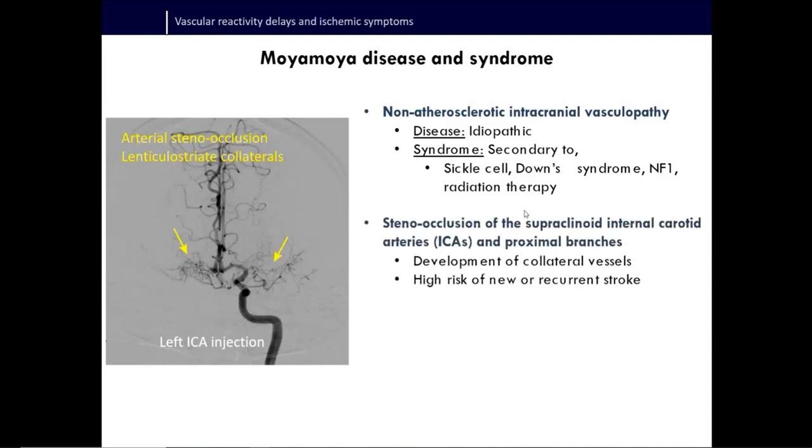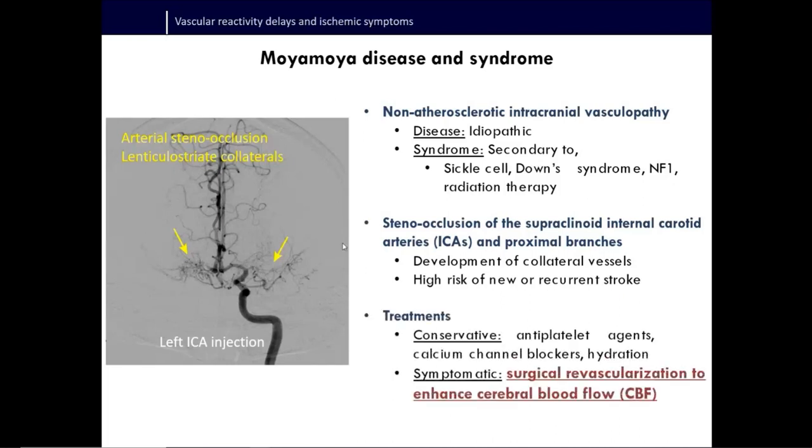And then what happens here is you get stenotic occlusion of the supraclinoid internal carotid arteries and also the proximal branches, primarily the anterior circulation. And as a result, you develop these elaborate networks of collateral vessels. And then these patients, as you can imagine, are at very high risk for new or recurrent strokes. This is just an example angiogram here of MCA stenosis, and then also the development of these lenticulostriate collaterals.